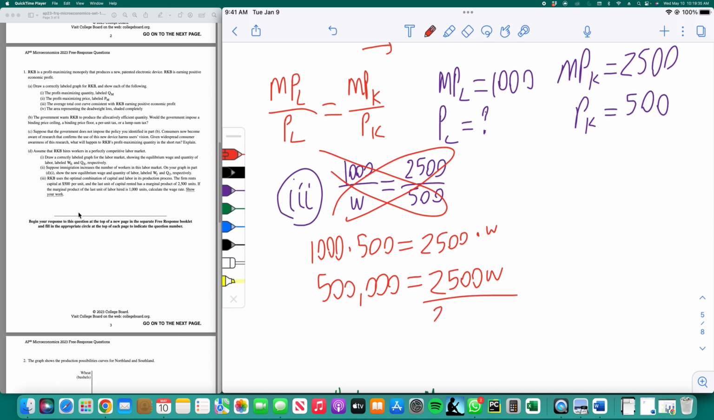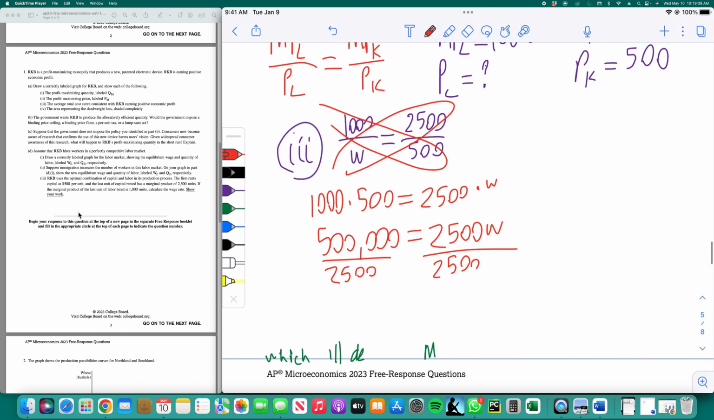To solve this, you will divide, and then that would be equal to 200 if you put this in your calculator. So that would be your wage. And the question does say show your work, so you will have to show the work that I did right here. You will have to show all that algebra to get to the answer.